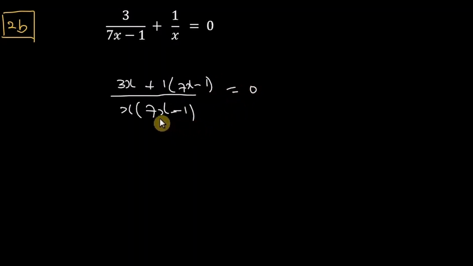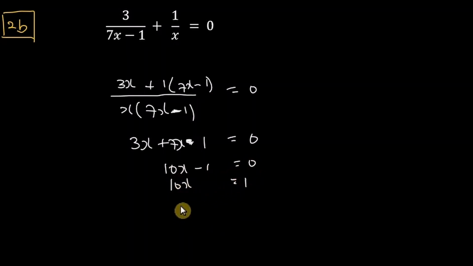Now we can multiply both sides of the equation by the denominator, and therefore we get 3x plus 7x minus 1 is equal to 0. So 10x minus 1 is equal to 0. So this gives 10x is equal to 1. Therefore, x is equal to 1 over 10.